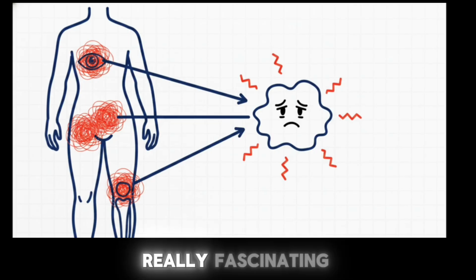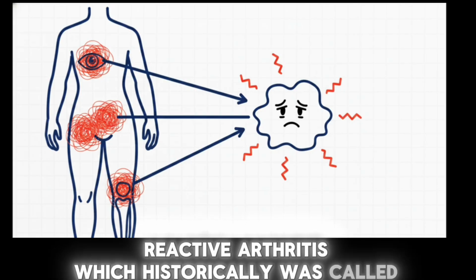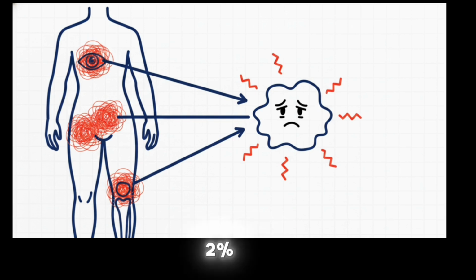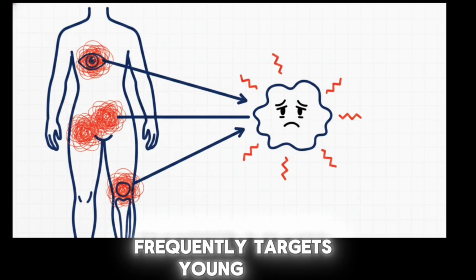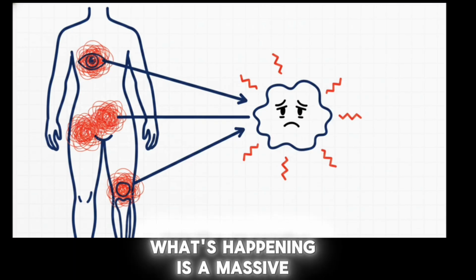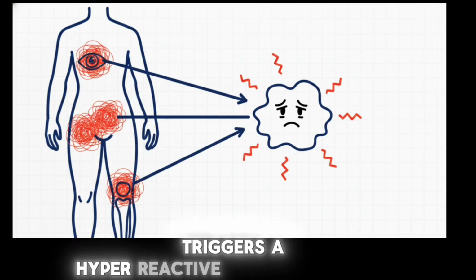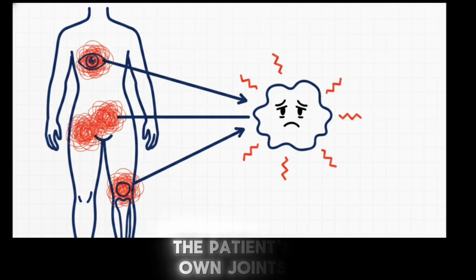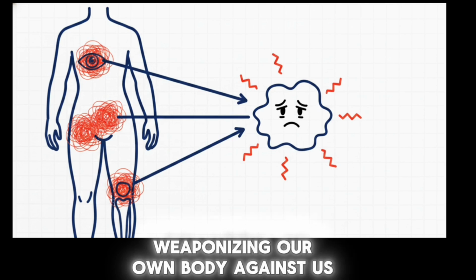This brings us to a really fascinating, though severe, systemic complication, reactive arthritis, which historically was called Reiter syndrome. This hits about 1 to 2% of NGU cases, usually a few weeks after the initial genital infection. It's known for a classic triad of symptoms: conjunctivitis, urethritis, and arthritis. It most frequently targets young men, specifically those carrying the HLA-B27 genetic haplotype. What's happening is a massive misfire of the host's own defenses. The local chlamydia infection triggers a hyperreactive immune response that turns around and attacks the patient's own joints, like the knees or ankles. It's a textbook example of the stealth invader weaponizing our own body against us.